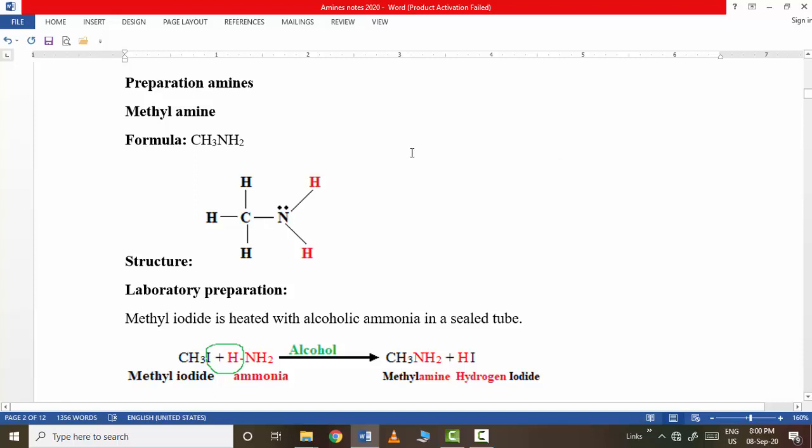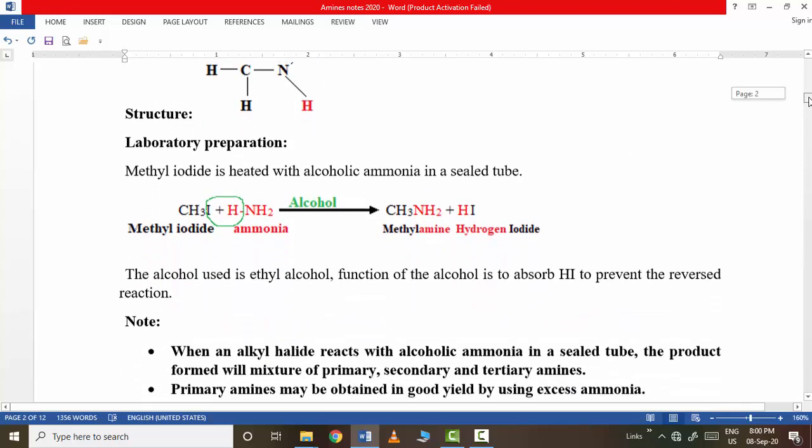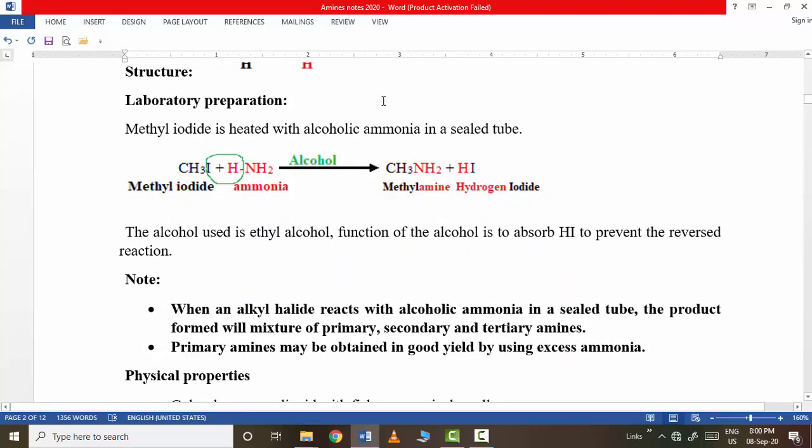First we'll look into the methylamine. The formula is CH3NH2, and remember there will be a lone pair of electrons. In the structure I have drawn the lone pair of electrons. The three hydrogens I have drawn in the skeletal form of the methylamine.